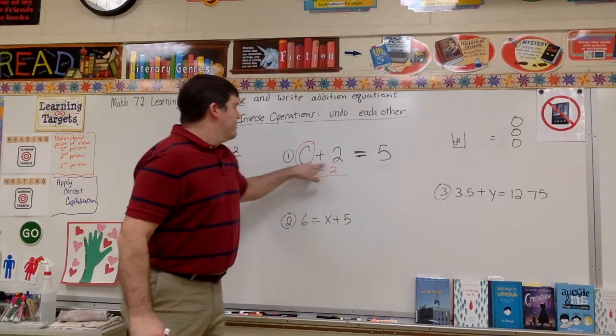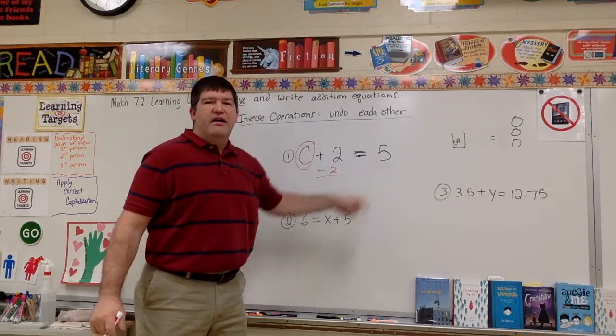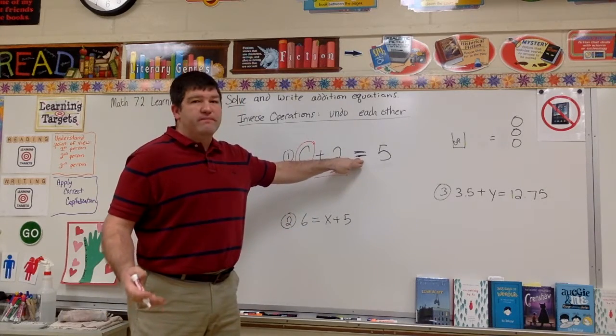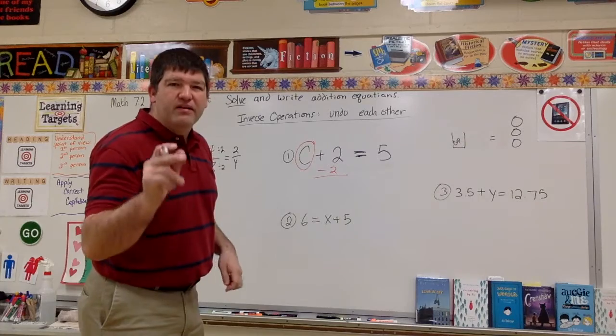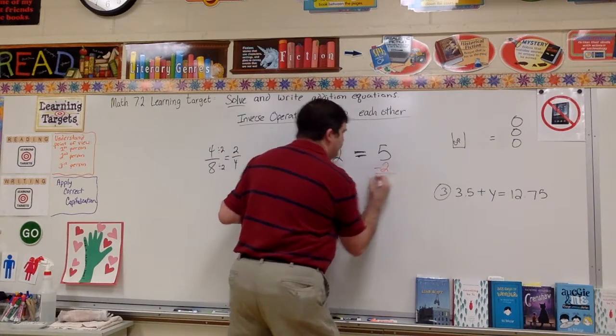But if I do it on that side, I have to do it on this side. Otherwise, we're not equal anymore. If I only do it on this side, we're not equal. We've got to be equal, fair, equal. Okay? So I'm going to do minus 2 here.